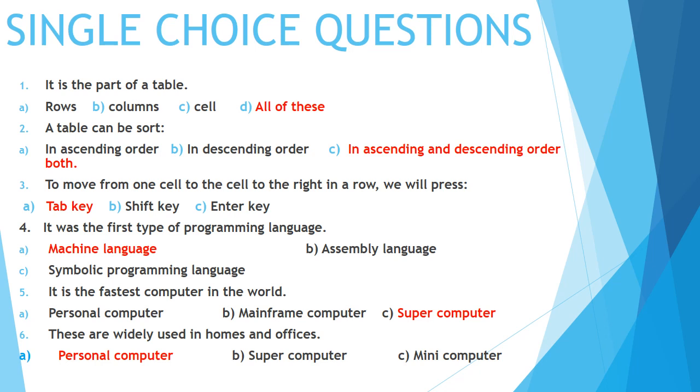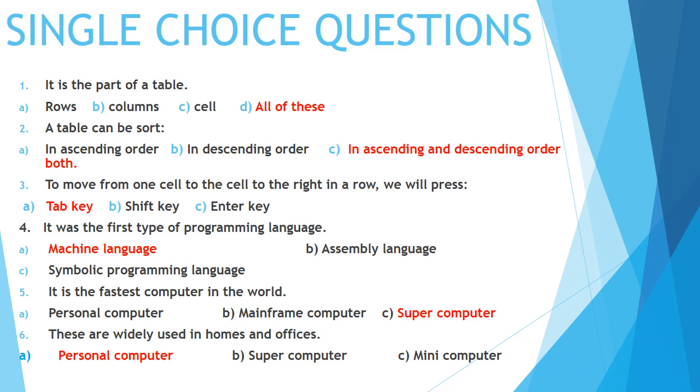A table can be sorted in ascending order, in descending order, in ascending and descending order both. Yes, just now I discussed, no? So, a table can be sorted in ascending and descending order both. To move from one cell to the right in a row, we will press the tab key, shift key or enter key. Yes, this is the answer, tab key.